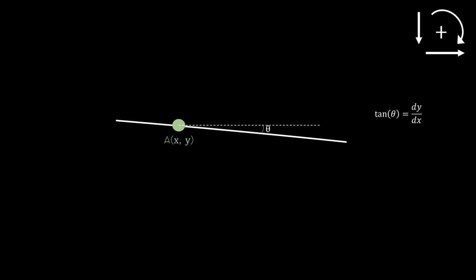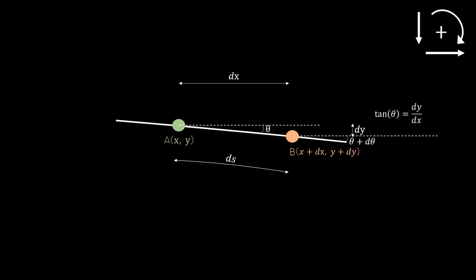Let's pick a second point B on the curve, located a small distance ds from point A. The mathematicians among you might have figured out where this is going, but I'm going through it one more time just for fun. This distance is measured along the length of the curve. Point B then has x coordinate x plus dx and y coordinate y plus dy. It also has an angle theta plus d theta.